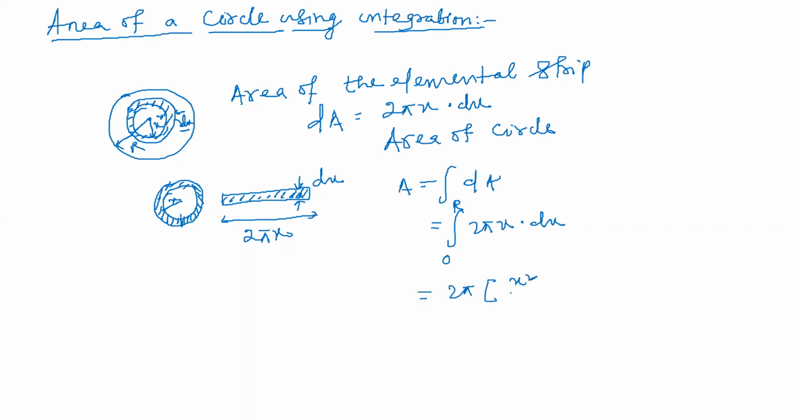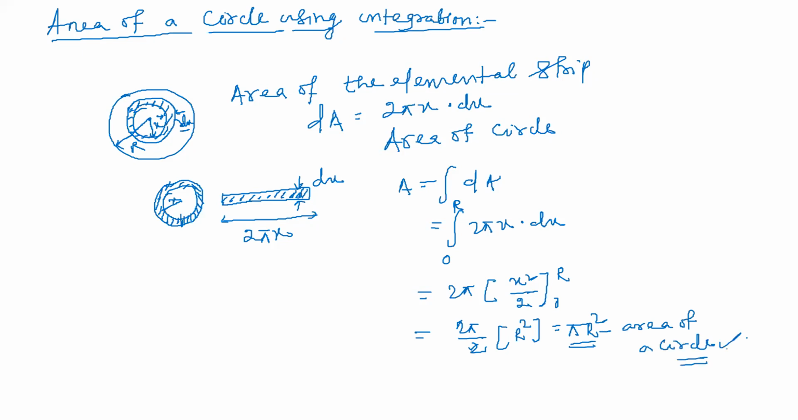So that is 0 to r, and in place of 2 pi by 2, 2 pi comes out, 2 cancels, and in place of x square we put r square, 2 2 cancel. So what is the area of a circle? pi r square. This is the area of a circle. In your maths you will find the area of everything by using this integration method.